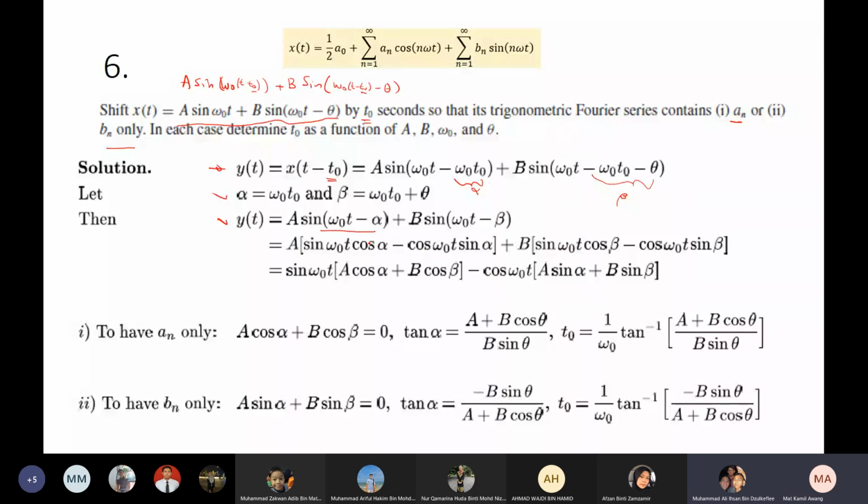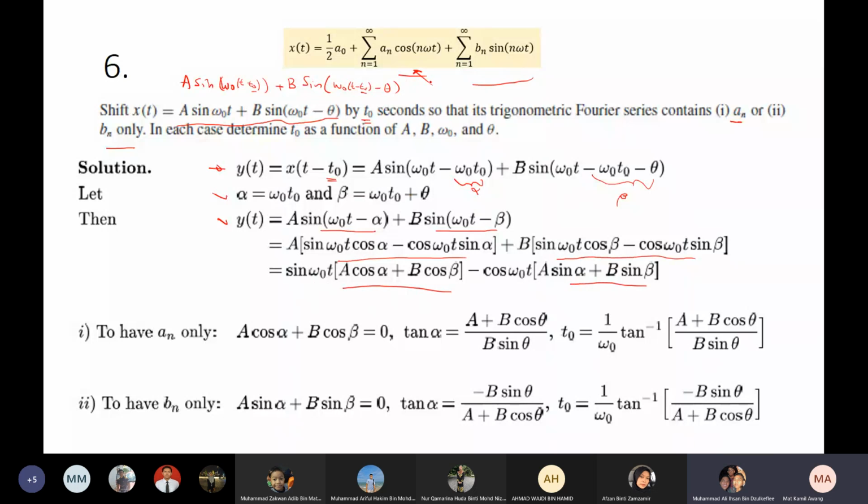This part can be written as this. This part can be written as. So therefore, you can rearrange the equation. So you get sine omega naught t times (b plus that), and cosine omega naught t. So basically, why do you do this? Because you want to put this in this format.